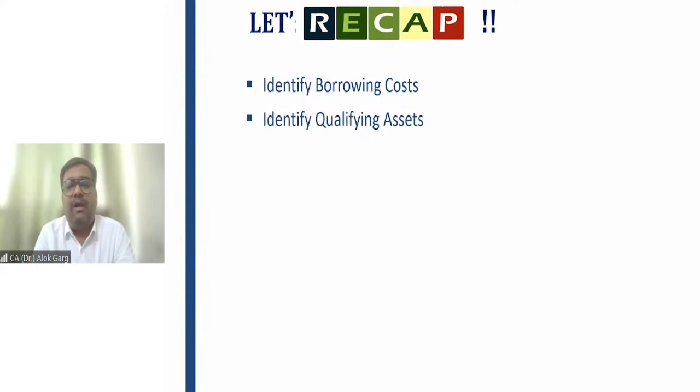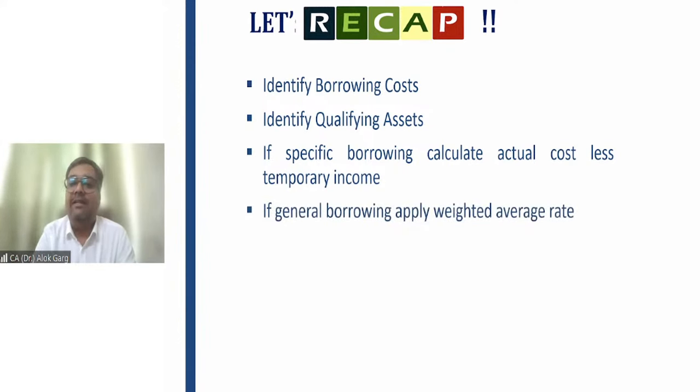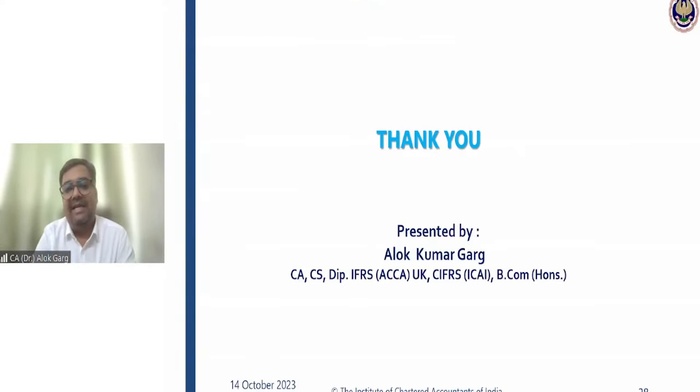Number two, identify qualifying asset. What is qualifying asset? Which takes a substantial period of time for getting ready for intended use or sale as per the management. Recognition condition is as simple as for every asset. You will capitalize borrowing cost, number one, if the future economic benefit is probable. Number two, cost can be measured reliably, right? If a specific borrowing, you need to calculate actual cost less temporary income. To calculate the weighted average rate, you need to capitalize borrowing cost to the qualifying asset.